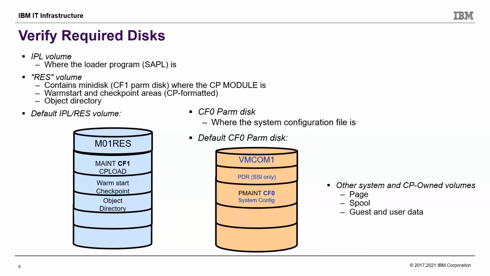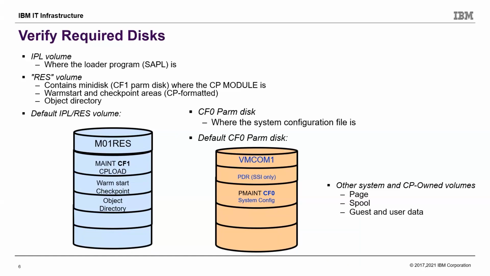The res volume is where your CP module is. So the copy of the VM control program that you're going to load into memory and actually bring up and start running z/VM. And that sits on the res volume on a CF1 PARM disk, which is owned by MAINT.